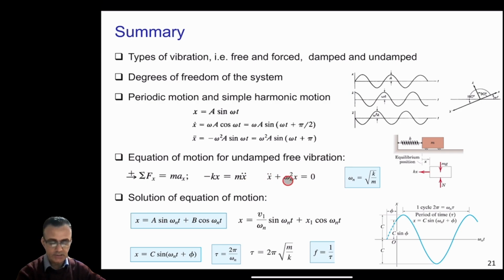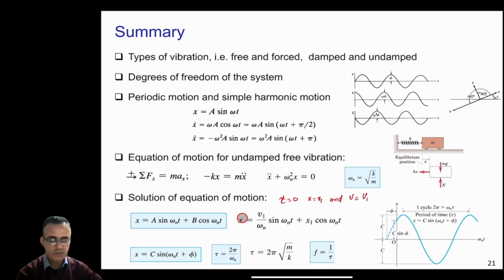So the solution of this system is a sine omega n t plus b cos omega n t, and then we can calculate a and b from the initial conditions. The initial conditions are that at t equal to 0, x is equal to x1 and v is equal to v1. So from these initial conditions, we can calculate a and b. So a becomes equal to v1 divided by omega n, and b becomes equal to x1. Then this equation becomes equal to this equation here.